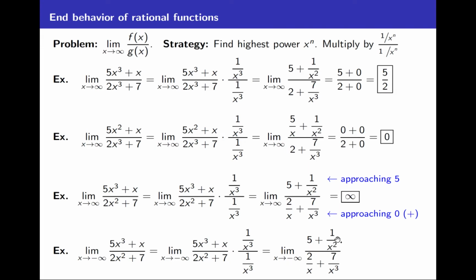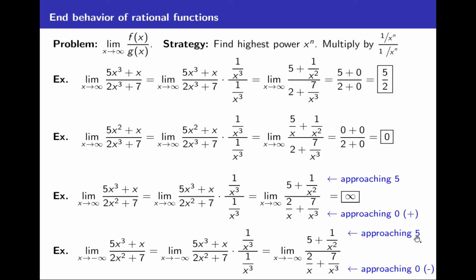So this numerator, 5 plus 1 over x squared, is approaching 5 because 1 over x squared goes to 0. And on the denominator, again, we're approaching 0, but look what's happening here. X is approaching minus infinity, so x is negative. So 2 over x is a very small negative number, and 7 over x cubed is a very small negative number, and their sum is negative. So the denominator is approaching 0, and it's negative.